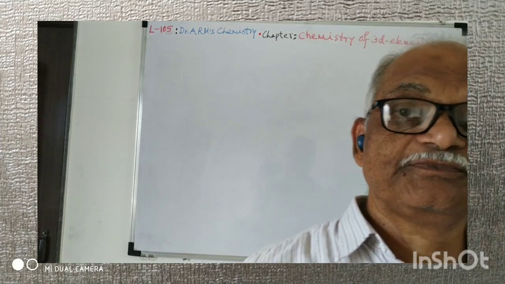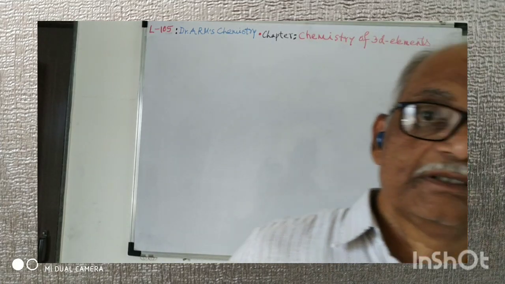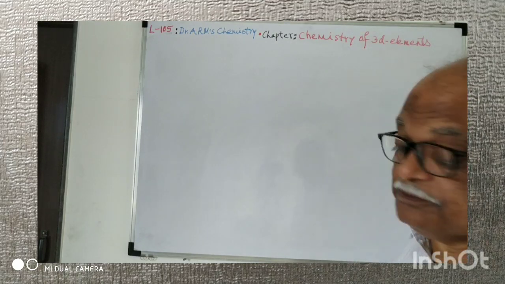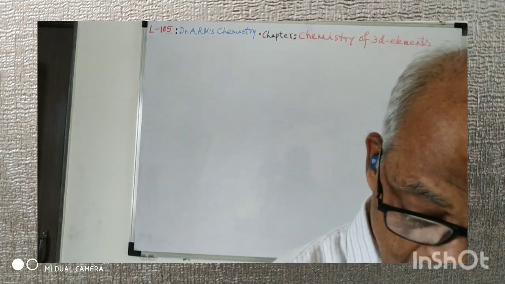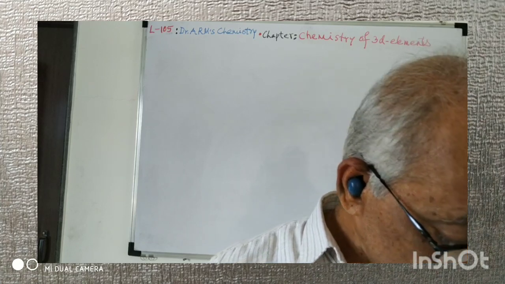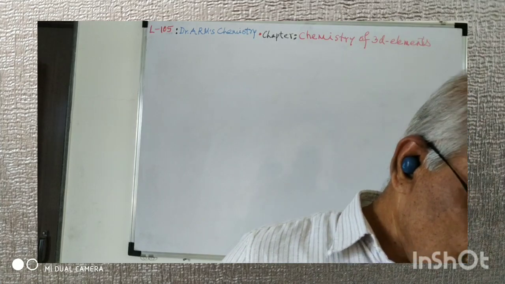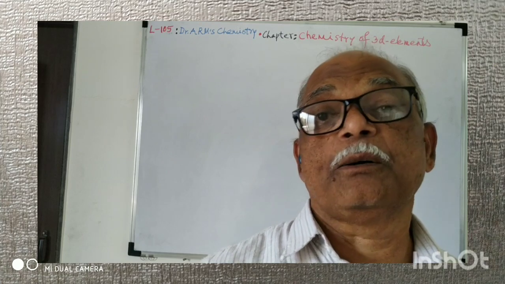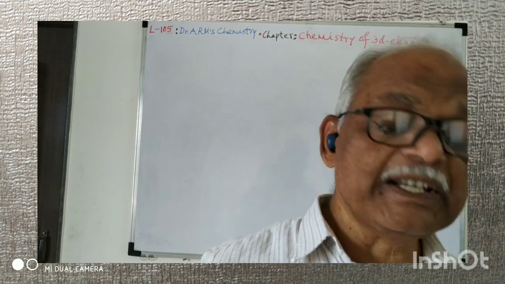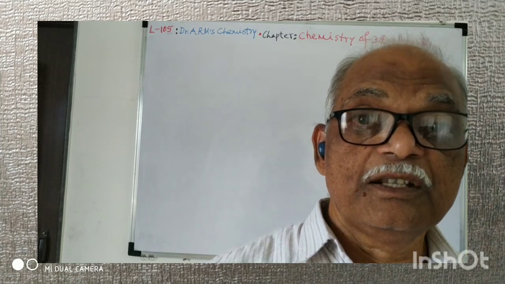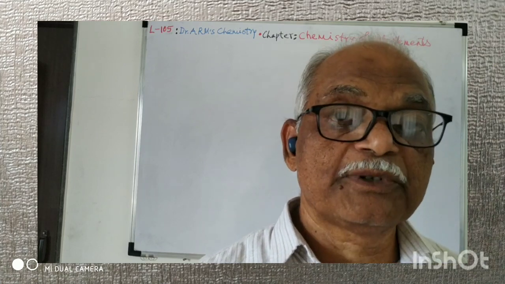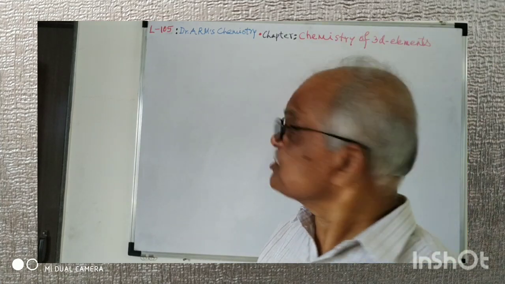We were discussing the study of chemistry of 3D elements. In this topic, we are now discussing the various points under the title of coordination chemistry. And the second point is, we have last time discussed the electroneutrality principle, and today we will discuss coordination number.